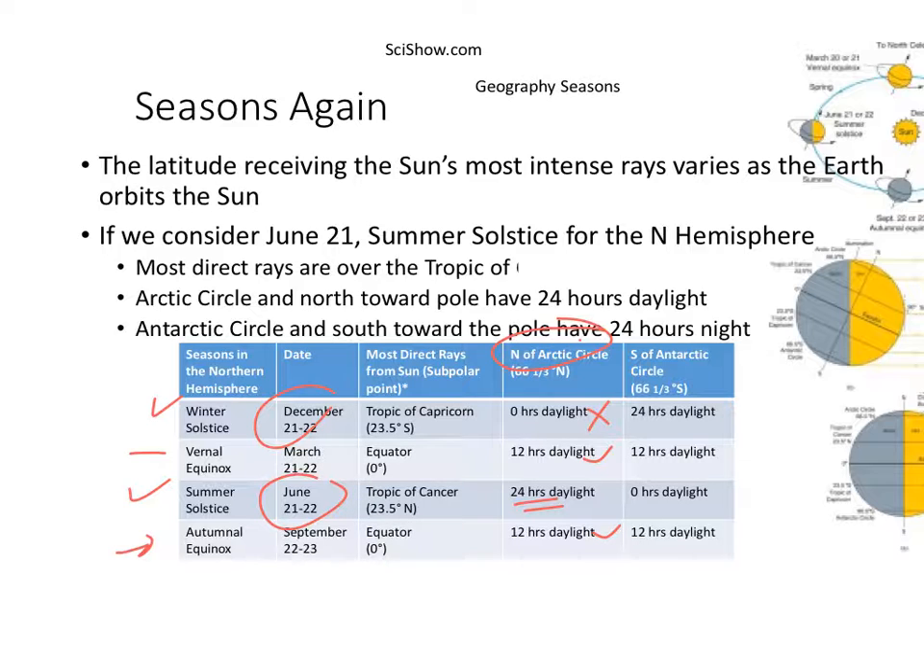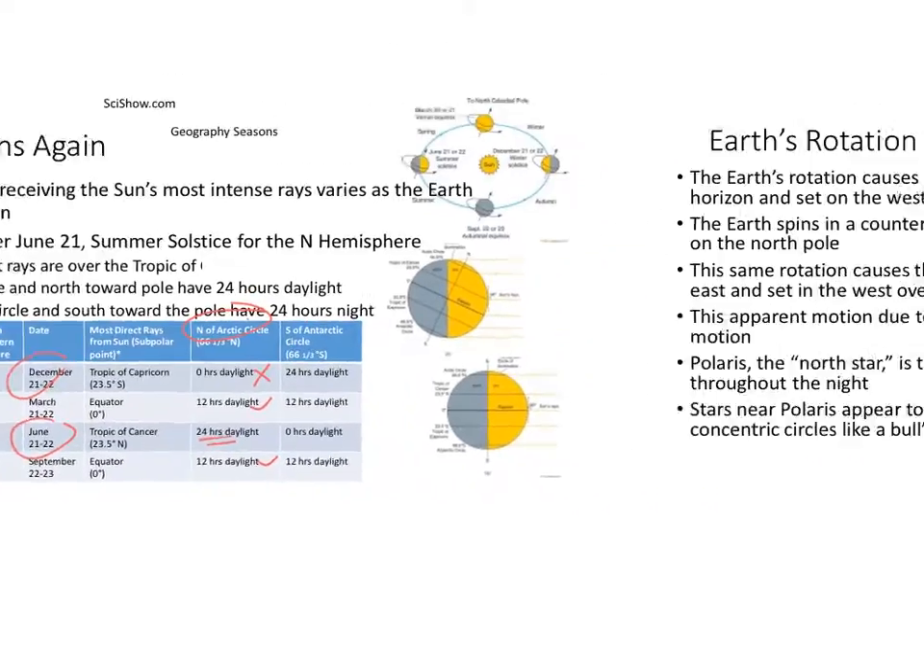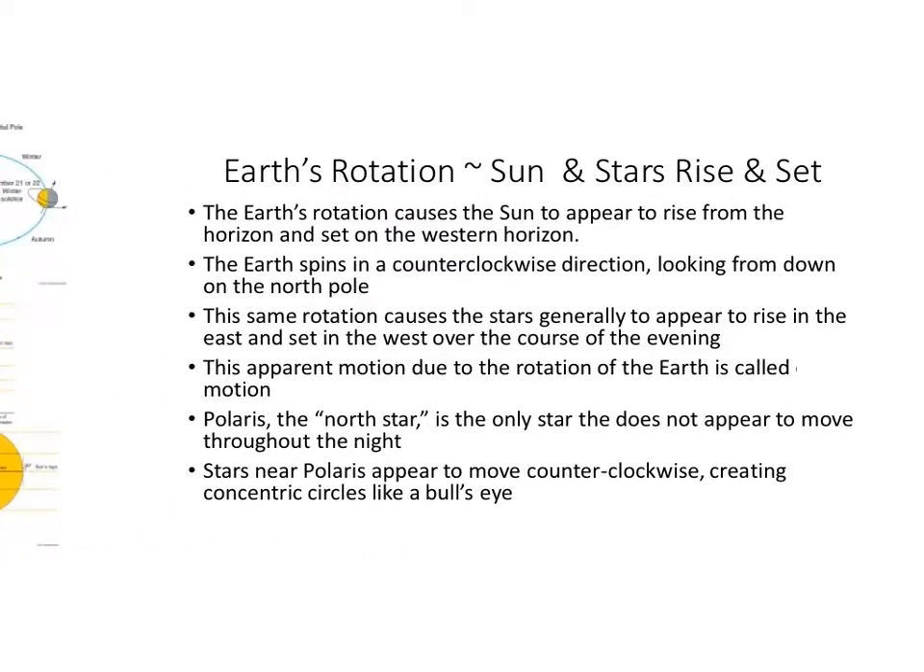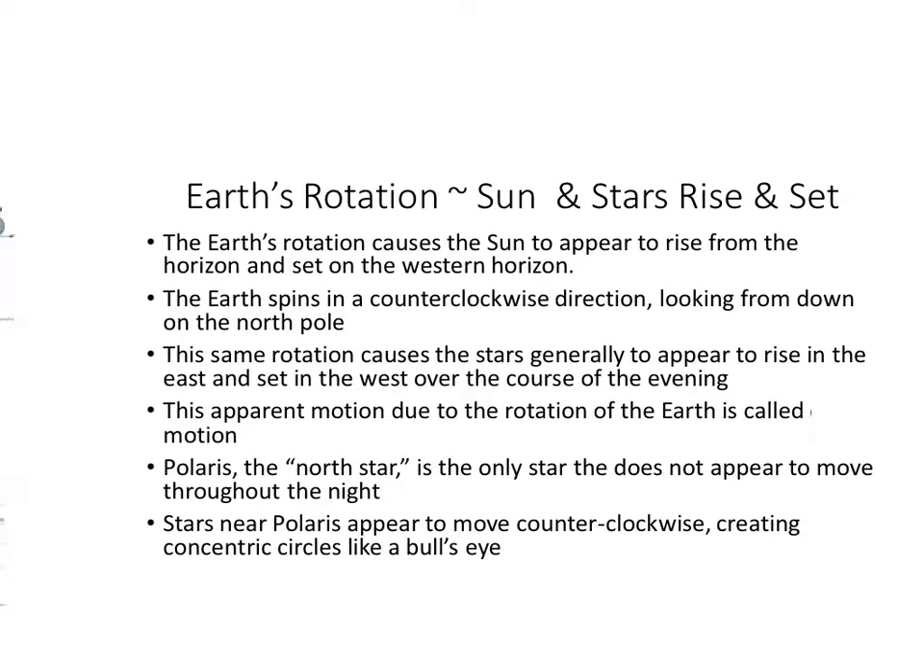All right. Variation in sunrise and sunset. Sun and star rise. So if I were to ask you where does the sun rise, you would say it rises in the east and it sets in the west. So actually stars do kind of a similar thing, depending upon where they are.